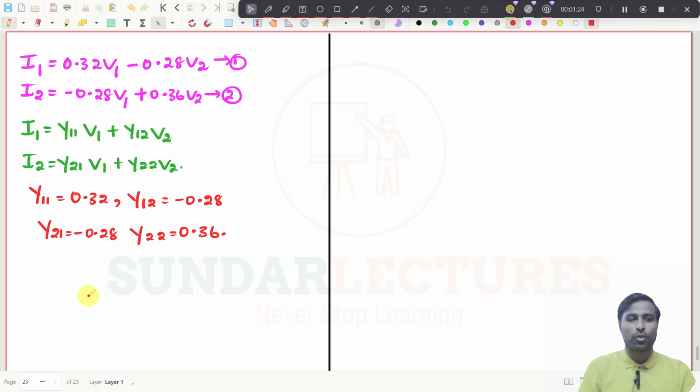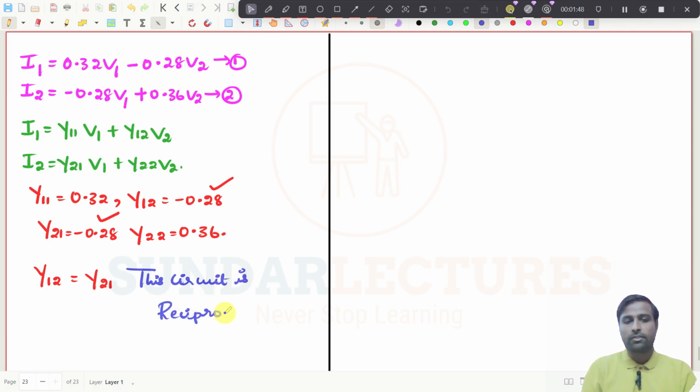Now, is the circuit reciprocal? Yes, it is reciprocal. How? What is the condition for reciprocal? It is y12 should be equal to y21, right? You see both answers are equal. So what we can conclude here is that this circuit is reciprocal, right? We can easily get the idea from this particular example.